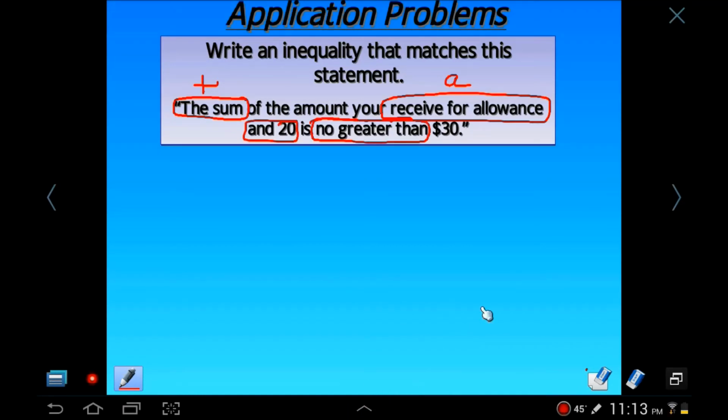Now in the previous lesson we talked about what some of these phrases mean. And no greater than, you would think, means greater than, or greater than or equal to. But it doesn't. No greater than actually means less than or equal to. The sum of the amount you receive for an allowance and $20 is no greater than 30.